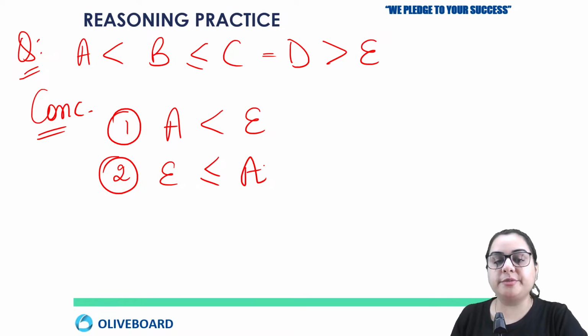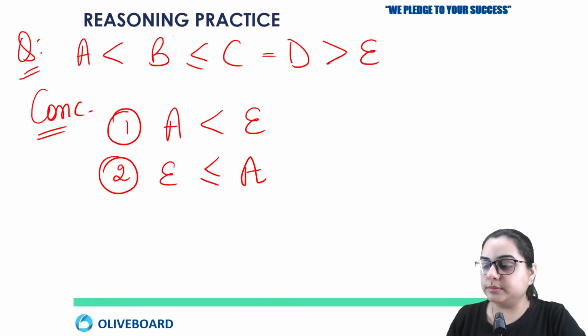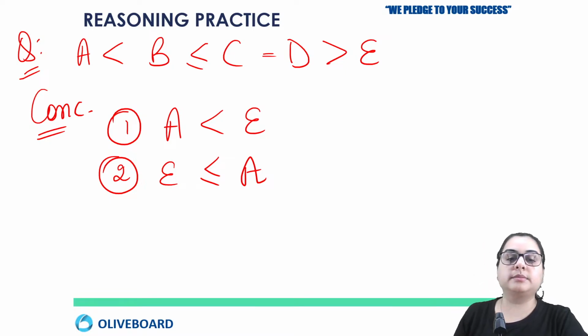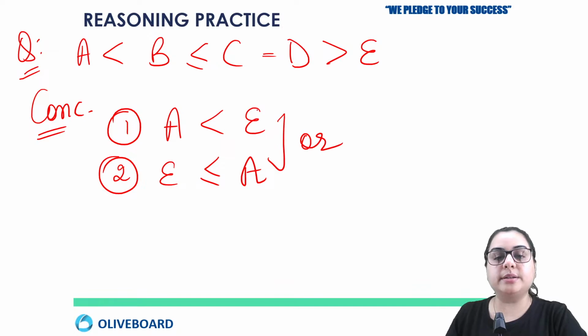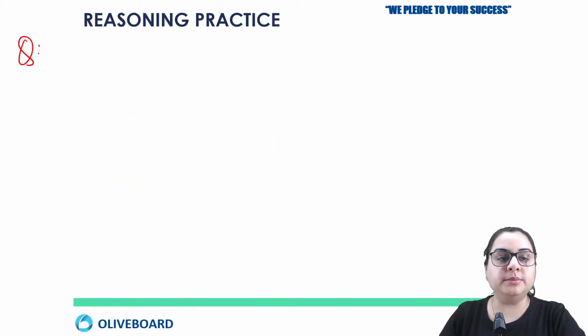okay, so just give me your answer now. Either or, correct, because here one is greater towards E, other one is greater towards A, also they are saying equal, so answer here will be either or, right? Okay, next question.